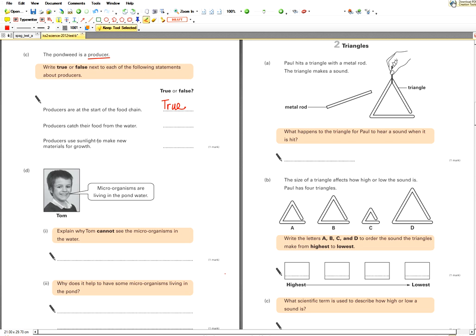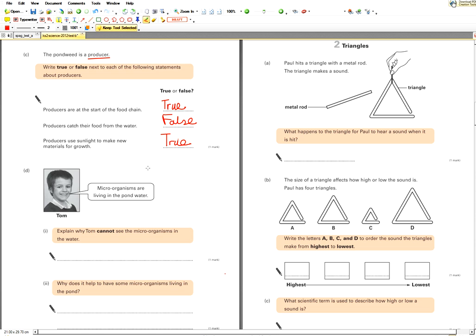Next, producers catch their food from the water. Is that true or false? Well done. False. Next one. Producers use sunlight to make new materials for growth. The answer is true. Does anybody know the special name for this process of capturing sunlight and turning it into food? It's called photosynthesis. No, photographs are where you take pictures with the camera. Photosynthesis.